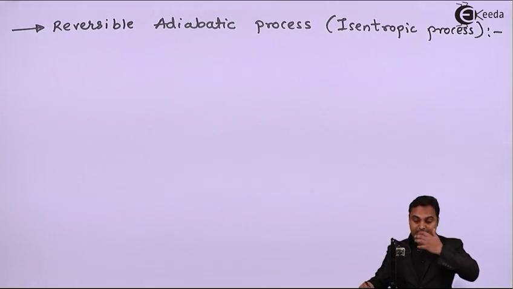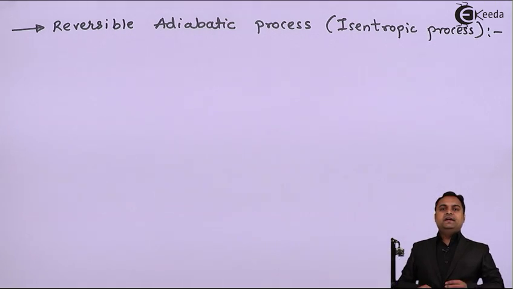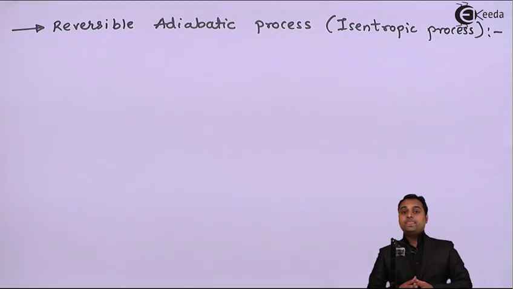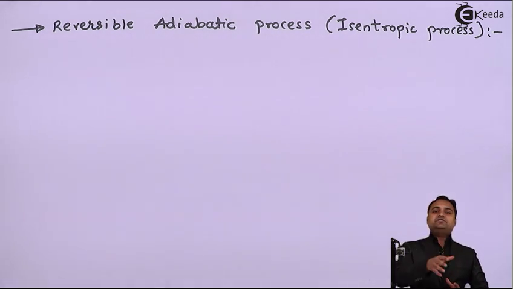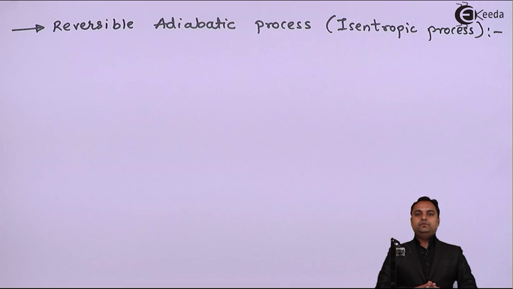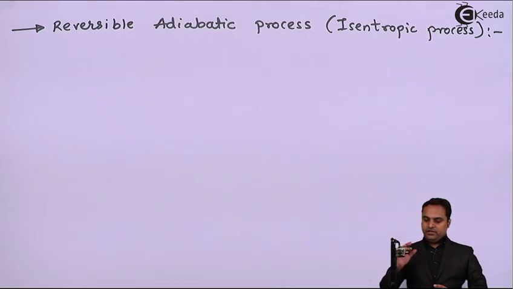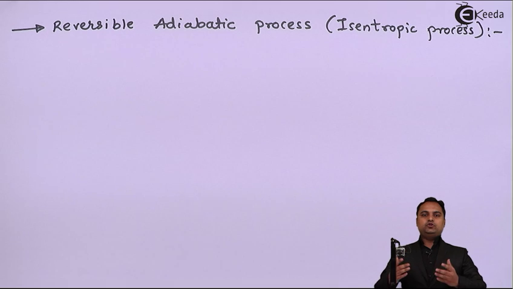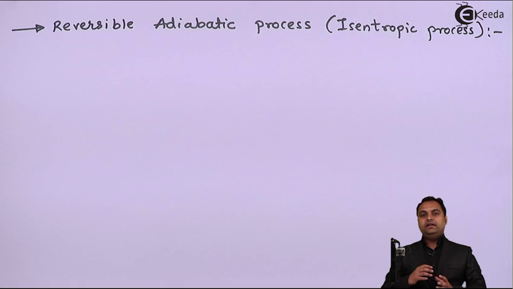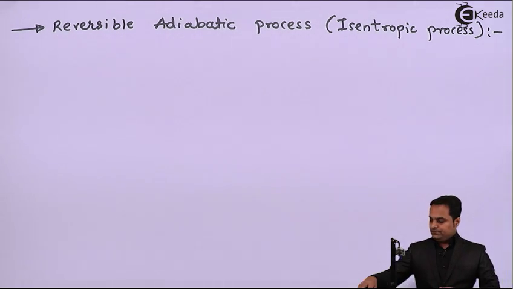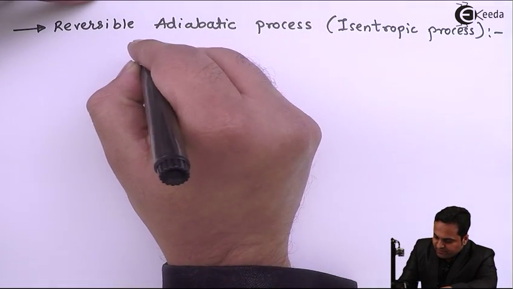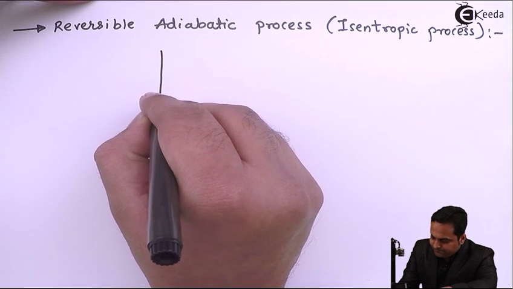So the reversible adiabatic process, also called as isentropic process, is that in which the amount of heat transfer is zero. It means no heat is transferred into the system or out of the system. So we can imagine it as a completely insulated system. I can show it with the help of a diagram.